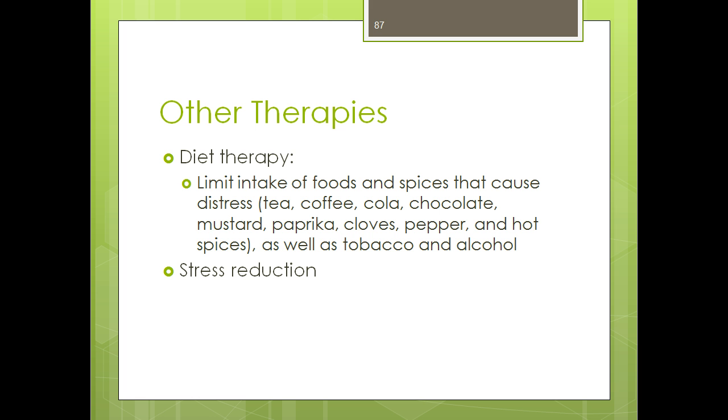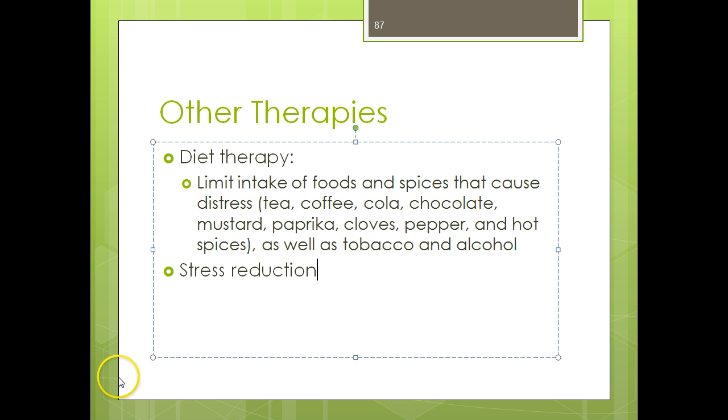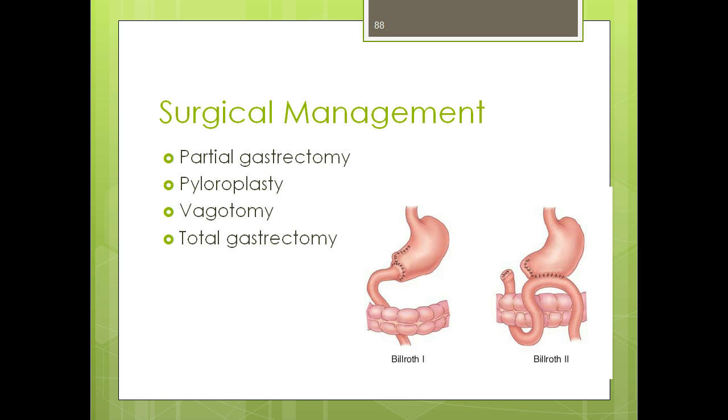Other therapies that they use would be, of course, diet therapy. And if you listen to me, you'll see that everything keeps repeating itself over and over again. So you want to limit the intake of spicy foods, tea, coffee, cola, chocolate, mustard, paprika, pepper, and of course the tobacco and the alcohol. And then you want to decrease the amount of stress as much as possible.